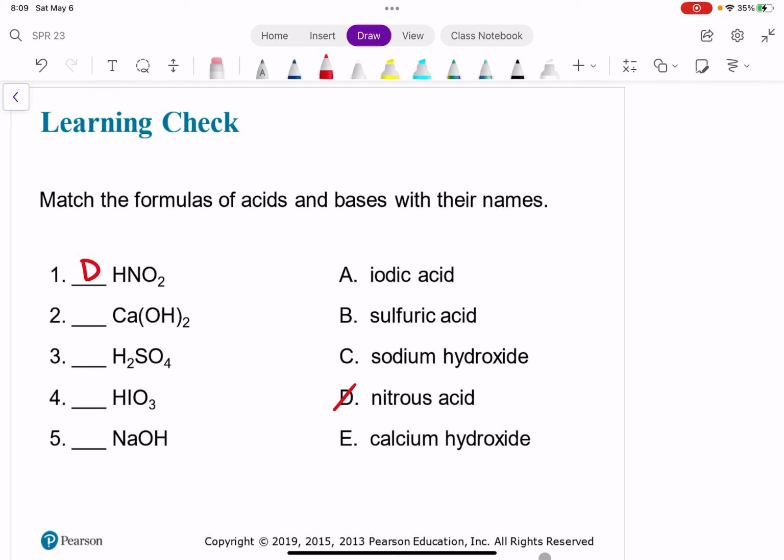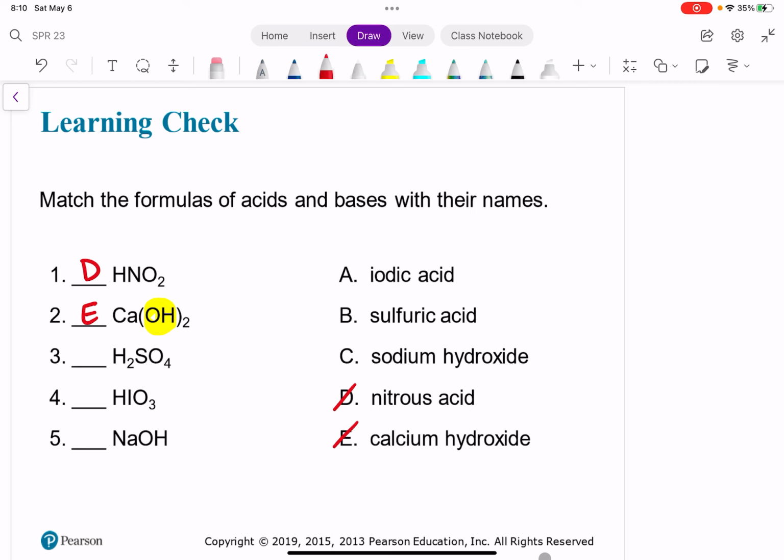Nitrite. Okay, Ca(OH)2, what's that? Is that an acid or a base? Yeah, it's a base. It's got that characteristic OH there, okay? So that's a base. What base is it? Yeah, it's calcium hydroxide. So Ca(OH)2, calcium hydroxide, that's E.